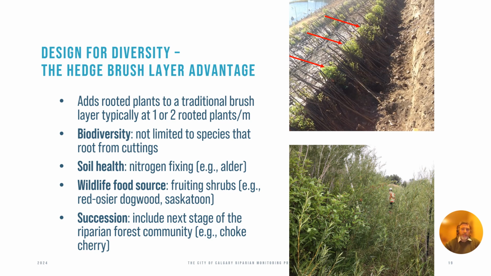Firstly, you can include additional species beyond those that root from cuttings, such as alder, saskatoon, and chokecherry, and those enhance diversity. Species like alder, which fix nitrogen, improve soil fertility, unlike willows, which don't have this benefit. Shrub species in hedge brush layers can produce berries, supporting a broader range of wildlife compared to willows, which provide limited food sources. And finally, including species from the next stage of riparian forest, such as chokecherry, helps transition the site from willows to a more mature forest as willows die off.